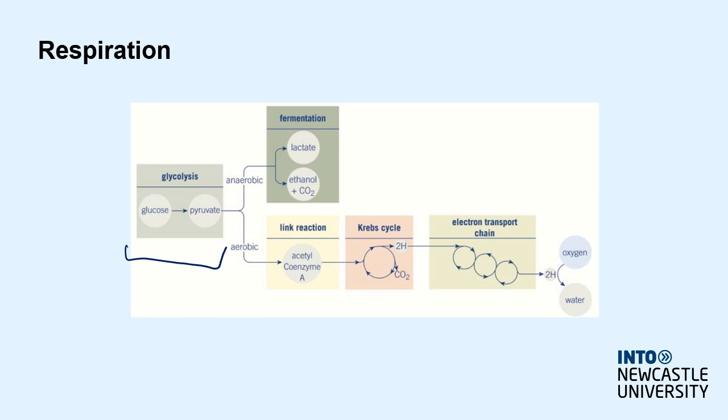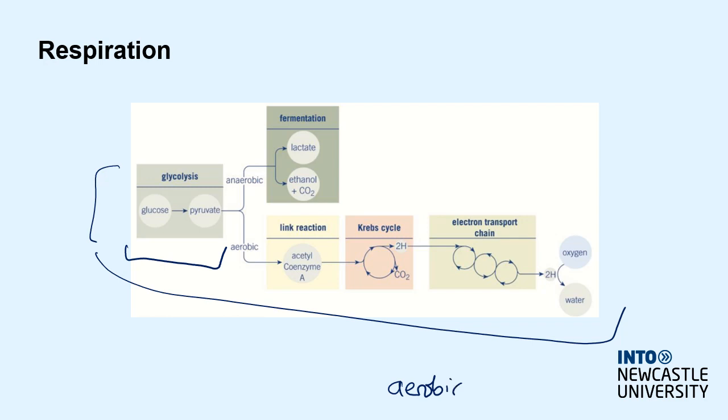This bottom part of the image here is aerobic respiration, so respiration in the presence of oxygen. What we're going to focus on today is the link reaction and the Krebs cycle, the part that occurs in the presence of oxygen. In the link reaction and Krebs cycle, you won't see oxygen being used up, but if oxygen isn't present, they won't occur. They will take the pyruvate, the product of glycolysis, and break it down further.